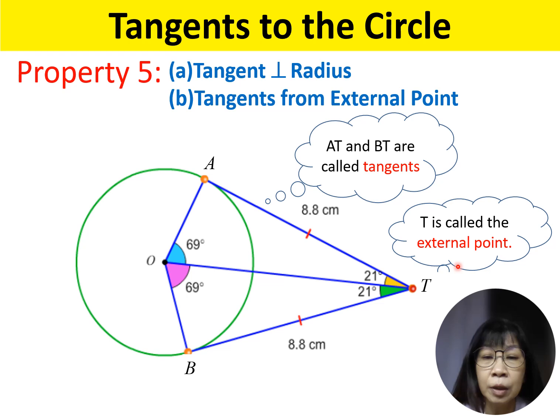There is another term that we call an external point. So T is known as an external point. An external point simply means this point is outside of the circle. So we have this external point over here.